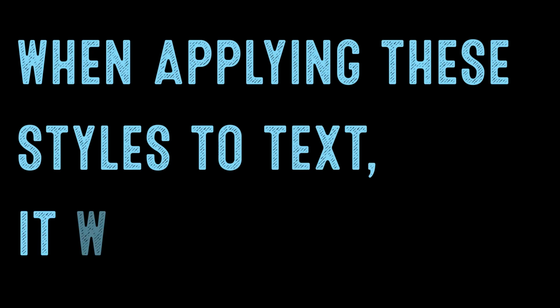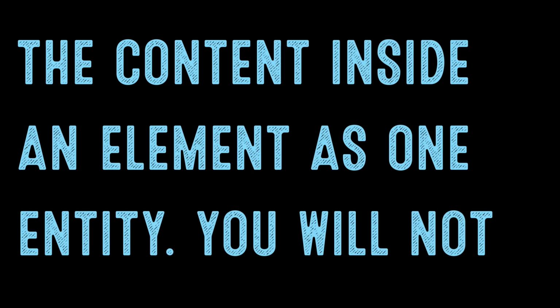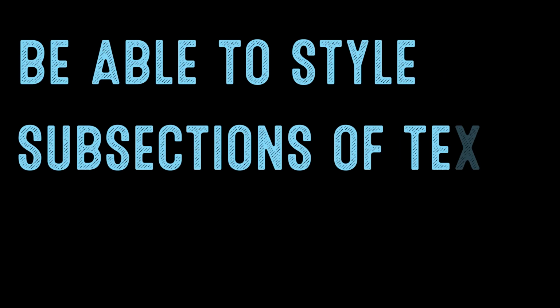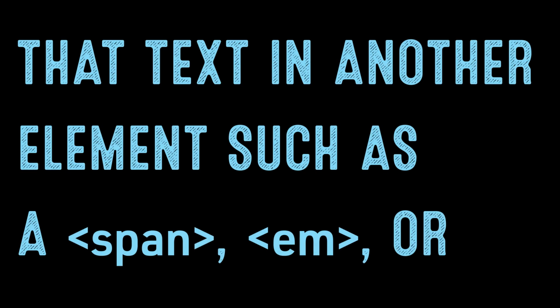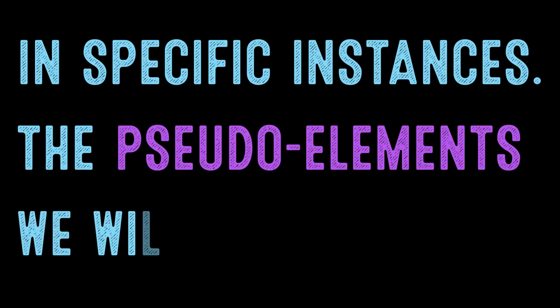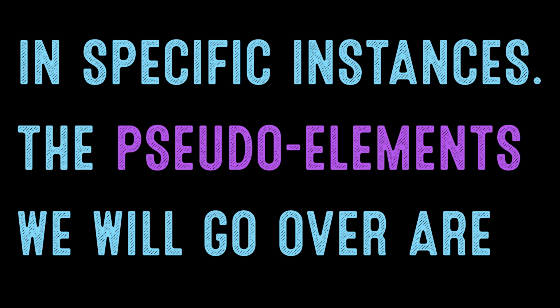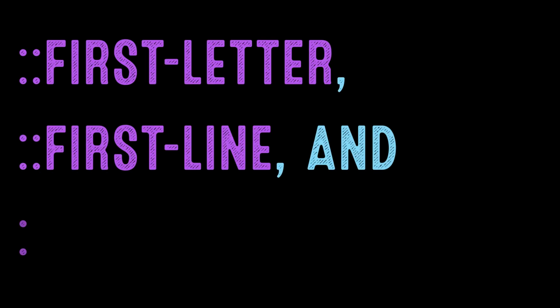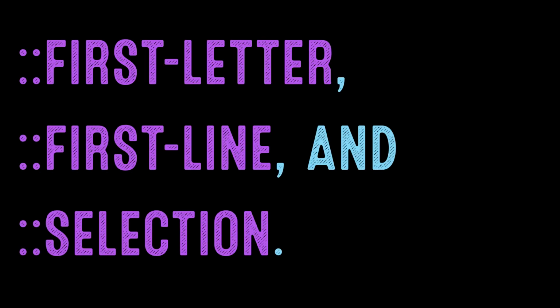The daily code snippet. When applying these styles to text, it will affect all the content inside an element as one entity. You will not be able to style subsections of text unless you wrap that text in another element such as a span, em, or strong. But there are pseudo-elements that you can use in specific instances.